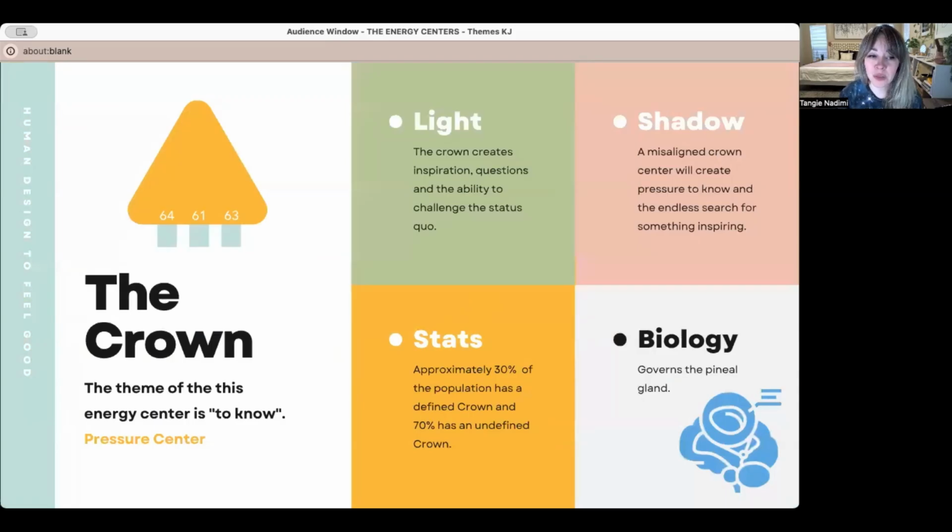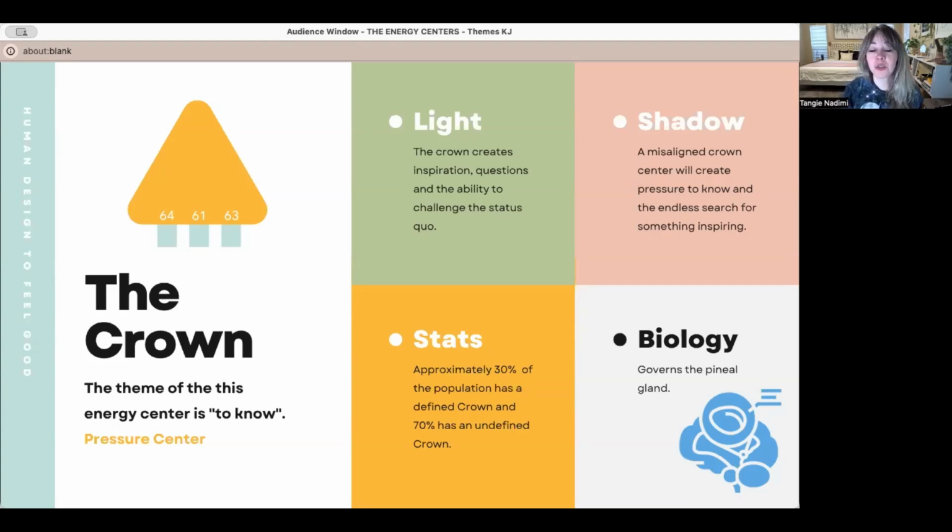We're going to start with the crown center. The theme of this energy center is to know. And again, we'll talk about the functions of each center in the next lesson, but this is a pressure center. So it creates the pressure to know. In its highest form, whether defined or undefined, it's going to create inspiration, questions, and the ability to challenge the status quo. In the shadow, a misaligned crown center will create pressure to know and the endless search for something inspiring. About 30% of the population has a defined crown, 70% undefined.